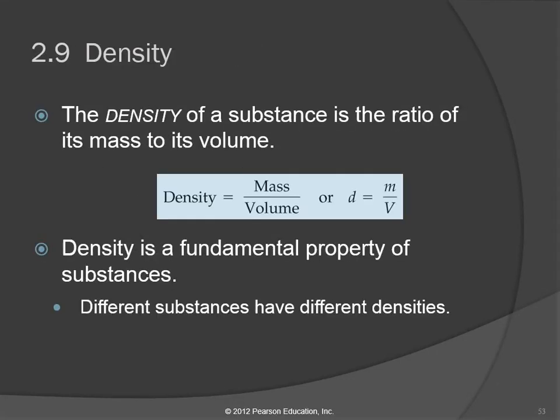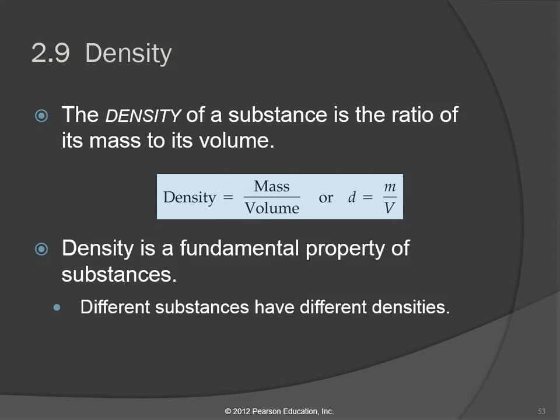Section 2.9, density. The density of a substance is the ratio of its mass to its volume. And so we've got a little equation for density. Density equals mass divided by volume, or abbreviating, we use D for density, M for mass, and capital V for volume.